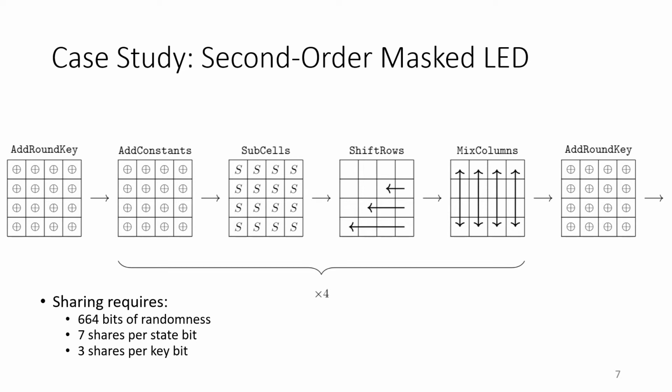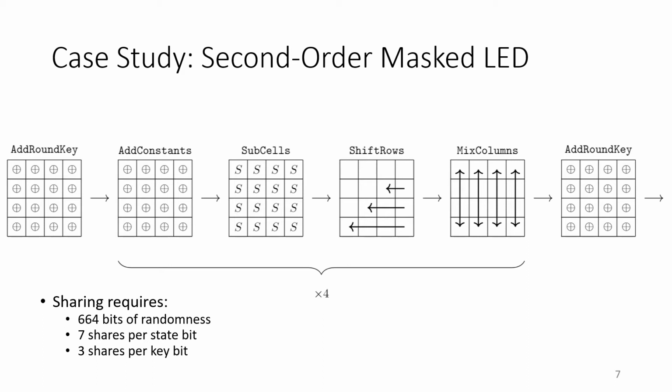So our work is best explained via a case study, in which we take a second order masked LED. The round function of LED is shown in the slide. It should be looked at as something close to AES in the sense that its diffusion layers also have a shift rows and mix columns operation. However, the S-box is different. LED uses the PRESENT S-box and not the AES S-box.